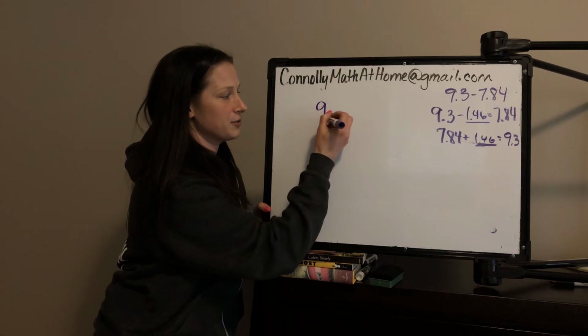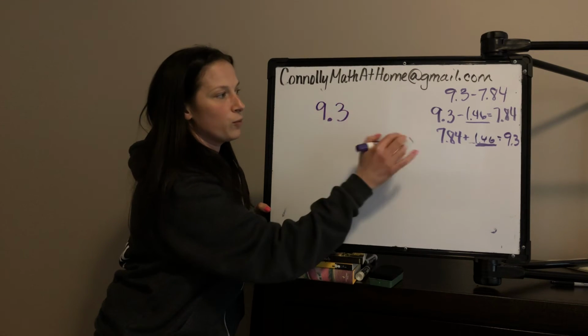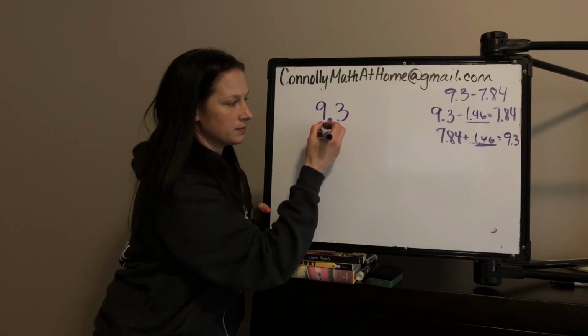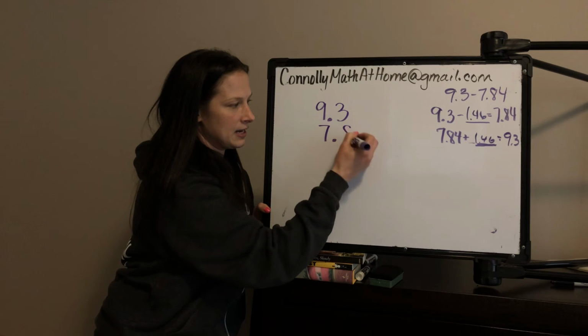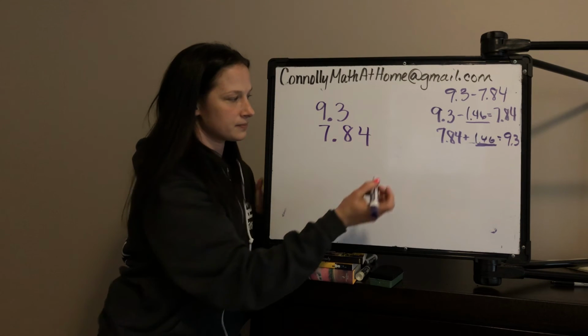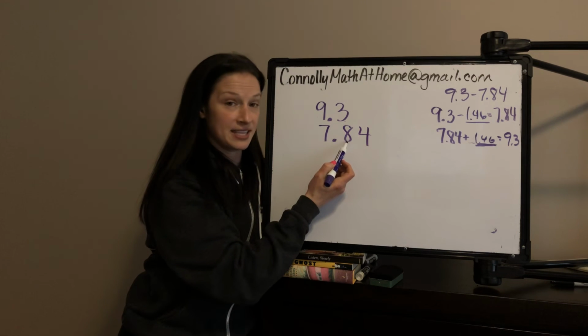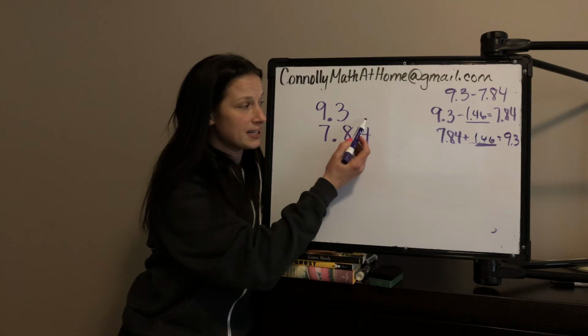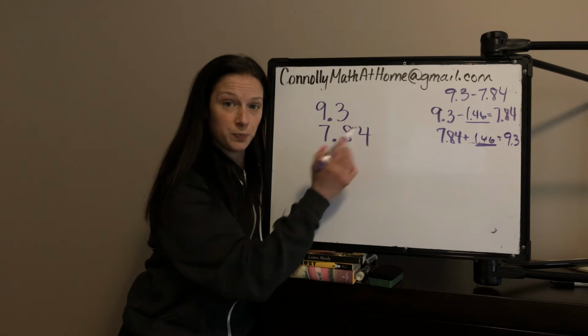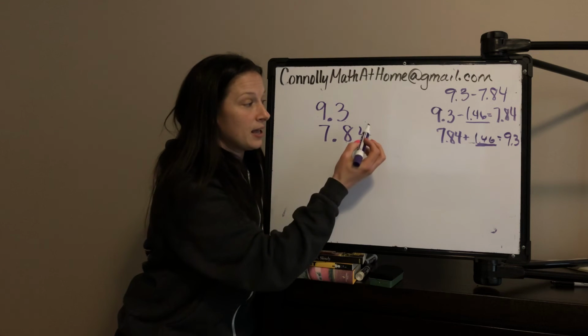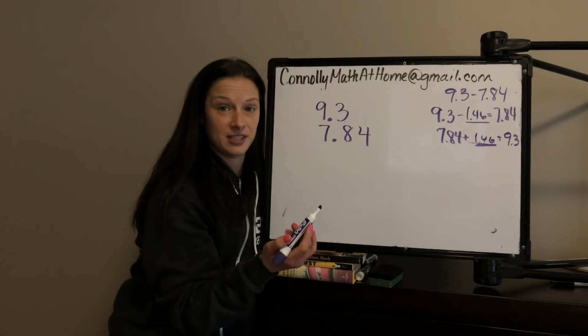We're starting with 9 3/10. We need to subtract 7 wholes and 84 hundredths. Ones is lined up with ones, tenths is lined up with tenths, hundredths is lined up with hundredths, and I'm going to show you what to do. This isn't negotiable. You need to write the equivalent decimal.